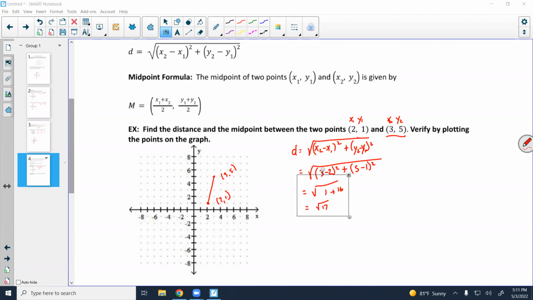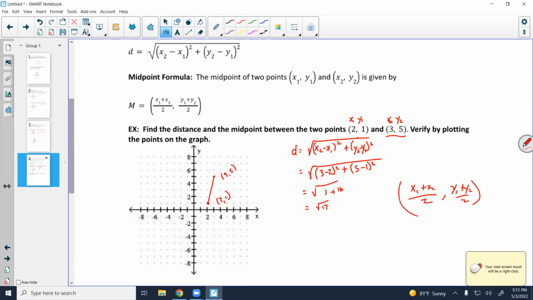Now to find the midpoint, we take (x1 plus x2) over 2, (y1 plus y2) over 2. Again, it doesn't matter which is which as long as you're consistent. And since it's plus, it doesn't really matter even then. So we have (2 plus 3) over 2 and (1 plus 5) over 2 gives me 5 halves and 3.